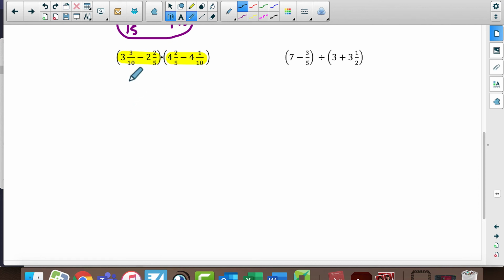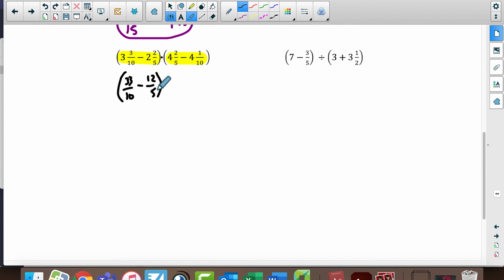So let's do this bracket first. I'm going to switch everything to improper, because you're going to have to anyway when you multiply. So 3 times 10 is 30, plus 3 is 33 over 10, minus 2 times 5 is 10, plus 2 is 12 over 5. So this is the first bracket.